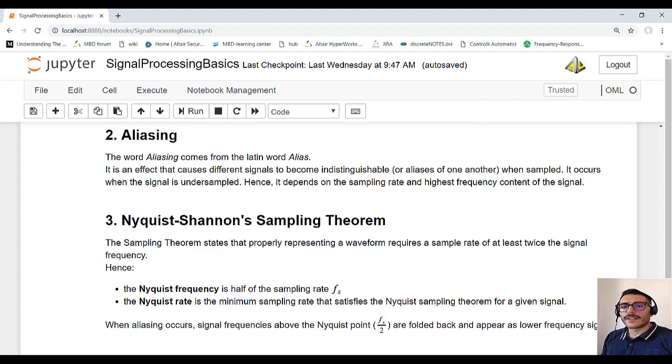So, is there a criterion we can use to define the lower bound for the sample rate in order to preserve the frequency content of the signal? Well, yes, and the Nyquist-Shannon theorem helps us to do that.